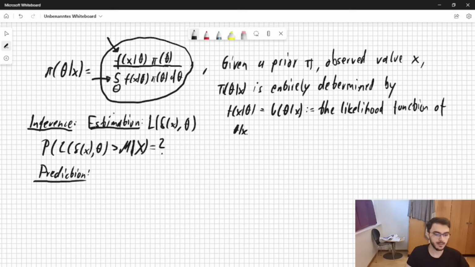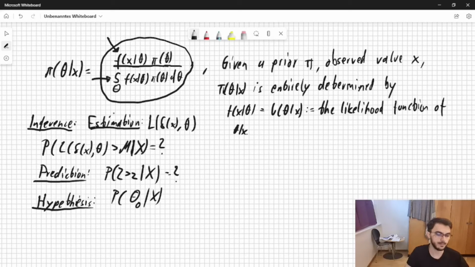So we observed x, and there's something else, some other random variable z, which is also something to do with theta. And we want to compute some probability, for example, that z is larger than little z. And the last thing can be hypothesis testing. One example for this is our last example: what's the probability of some event theta 0 happening given that we observed x? All of these can be calculated using the posterior.